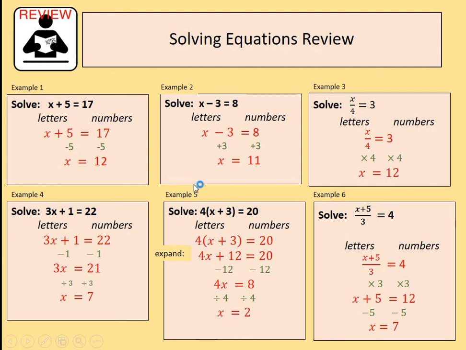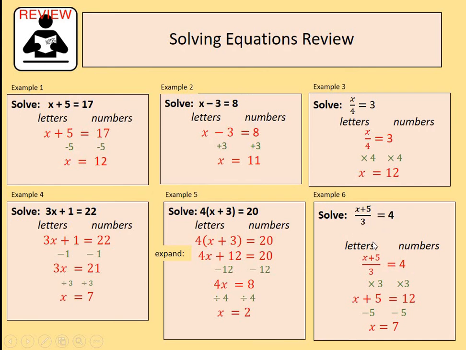So on this example, when you've got brackets, you multiply out the brackets first. So what I've done is 4 times x is 4x, and 4 times 3 is 12, and we're told that that's equal to 20. So I then reverse the proceedings. I take off 12 to get 8. So 4x is 8, so 1x is 2.